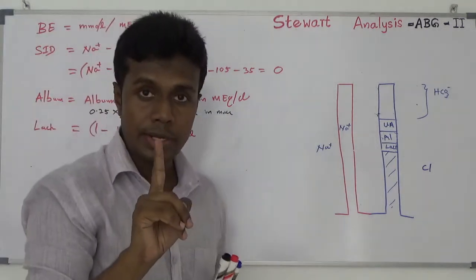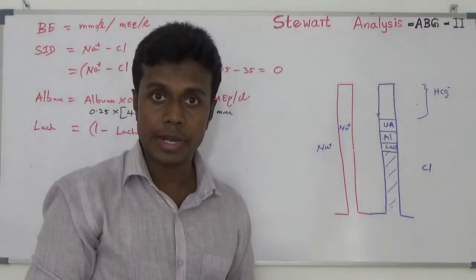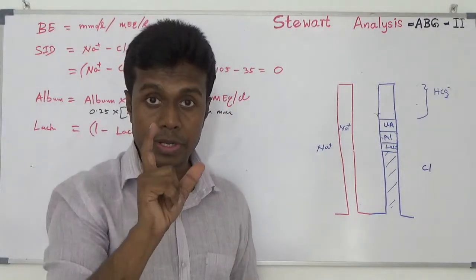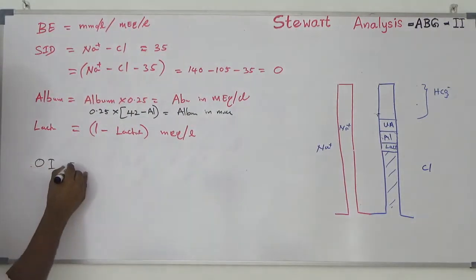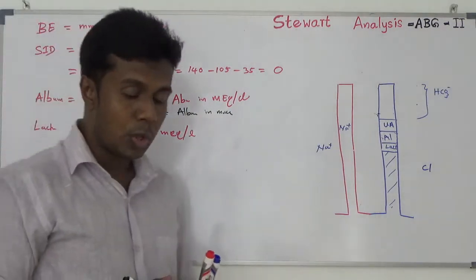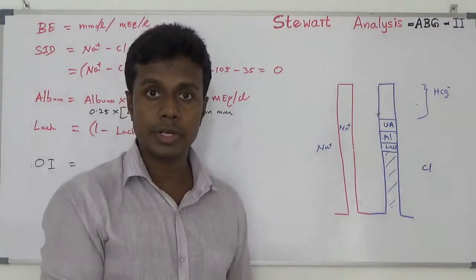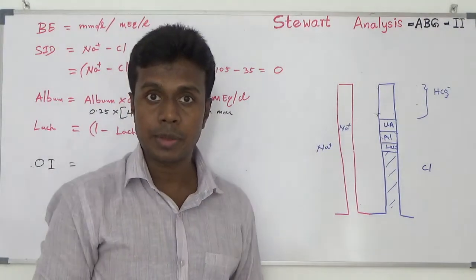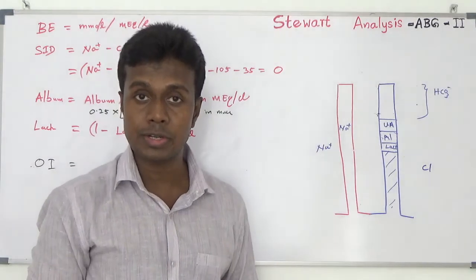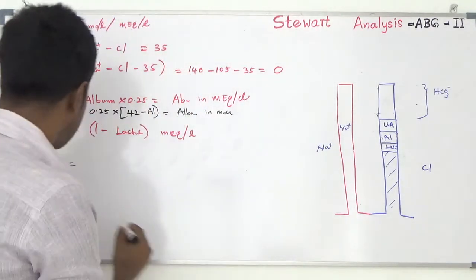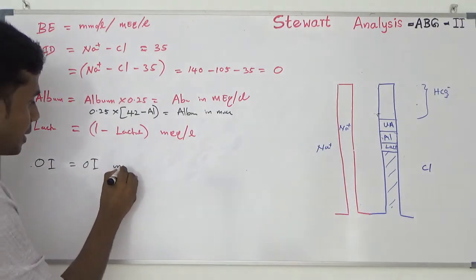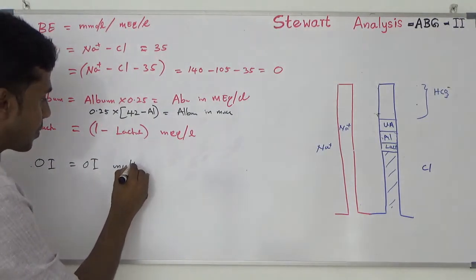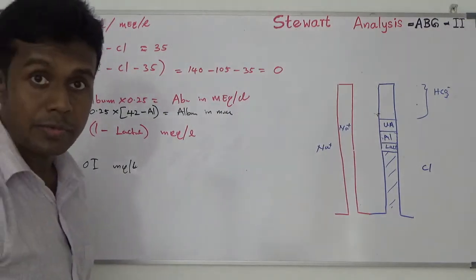In addition to that, my body contains other ions as well. Unfortunately, all the other ions I can't convert from millimoles into milliequivalents, because different ions have different conversion factors. Because of that I am just writing it as other ions in milliequivalents per liter.